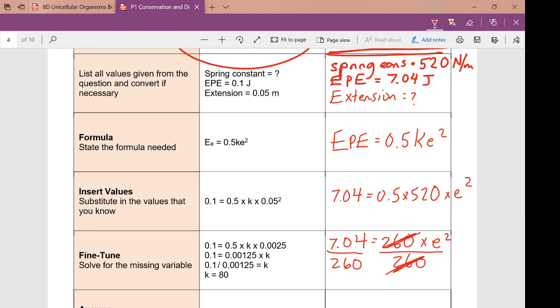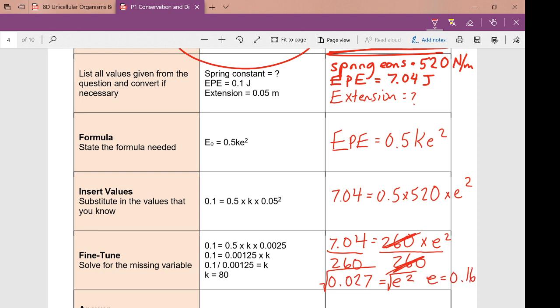7.04 divided by 260. I'm gonna round it a bit. 0.027 is equal to E squared. Remember, we don't want E squared, we want just E. So to get rid of the squared, we do the opposite by square rooting, and we got to do that to both sides. So I'm square rooting the 0.027, and I'll round that to, so E is 0.16.